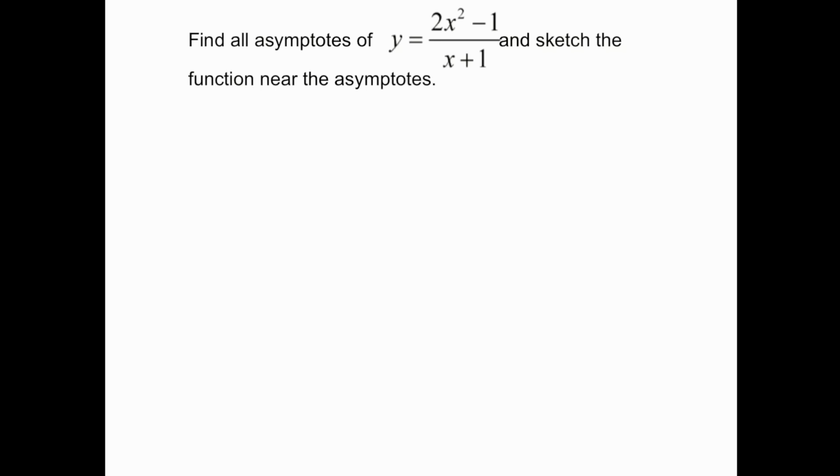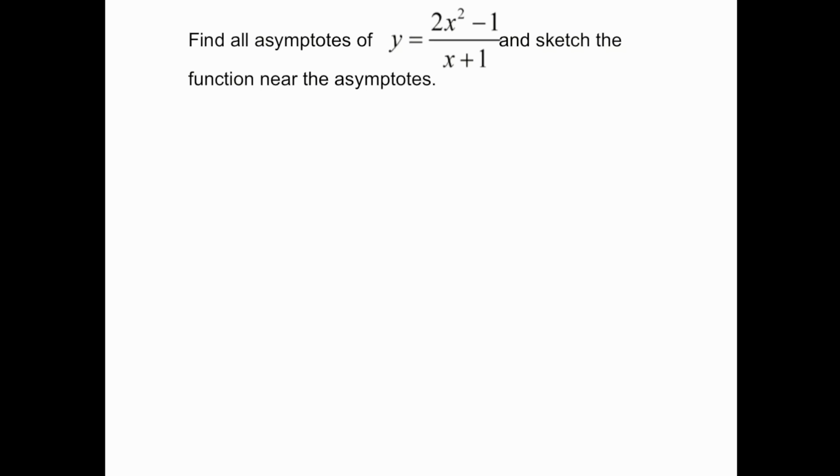Let's find all the asymptotes of this rational function. We have y equals 2x squared minus 1 on the top over x plus 1, and then sketch the function near those asymptotes. Remember, this is nothing new. We've been doing this for a while now. We are going to start by figuring out the vertical asymptotes. We're going to look at the limit of the function as it approaches that vertical asymptote, and then we're going to take a look for any horizontal asymptotes.